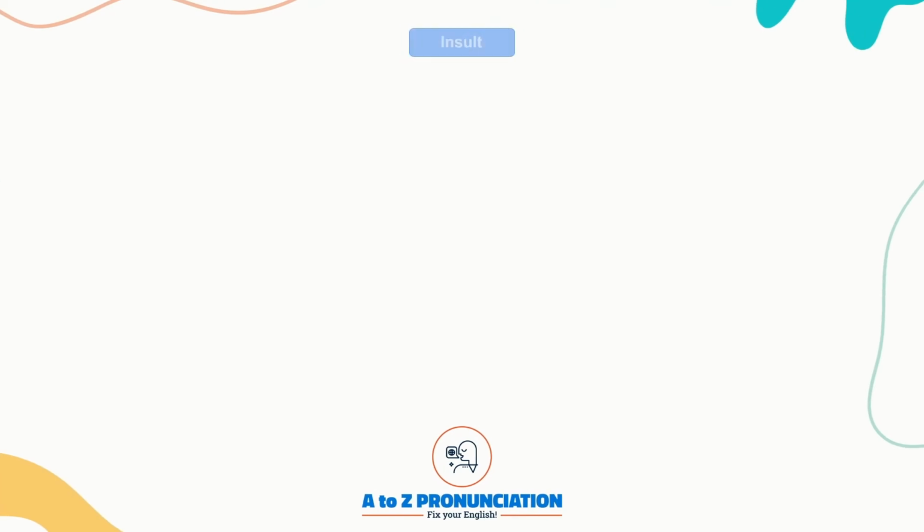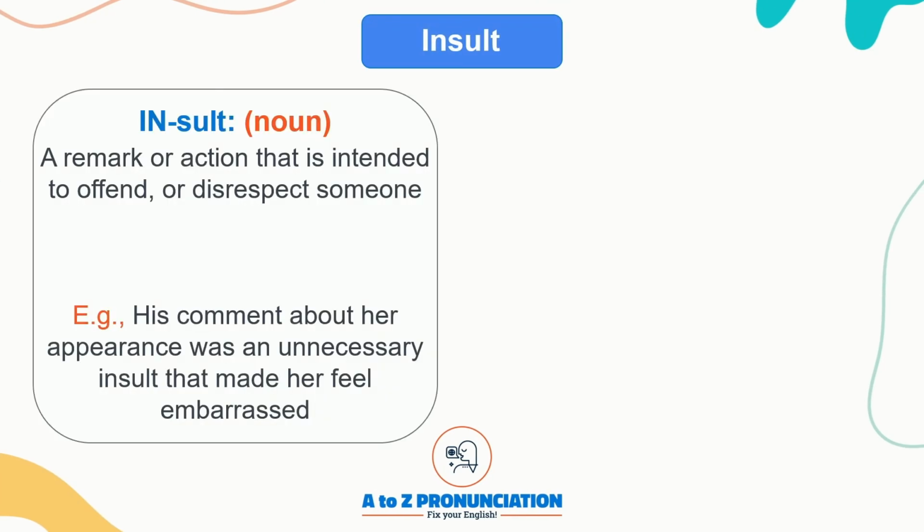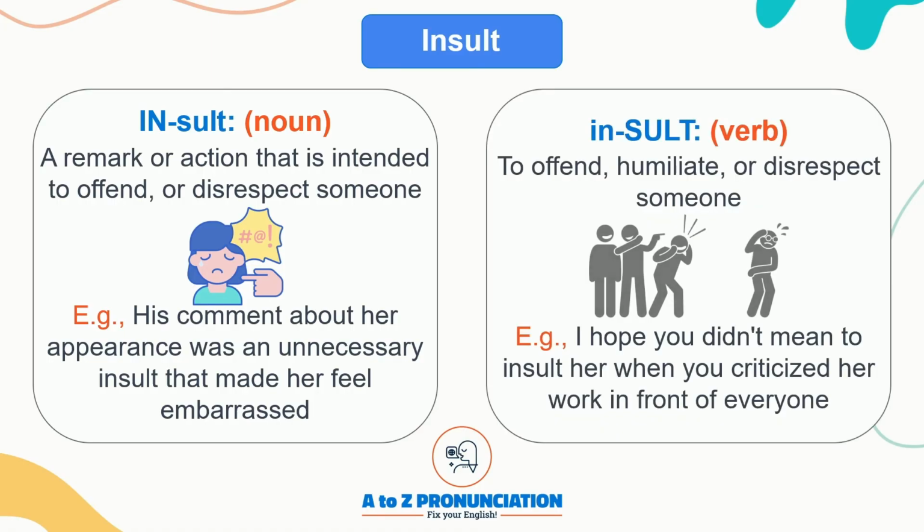Last but not least, insult and insult. Insult, in its noun form, means a remark or action that is intended to offend or disrespect someone. For example, his comment about her appearance was an unnecessary insult that made her feel embarrassed. Insult, in the verb form, means to offend, humiliate, or disrespect someone. For example, I hope you didn't mean to insult her when you criticized her work in front of everyone.